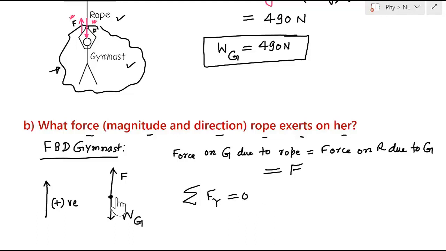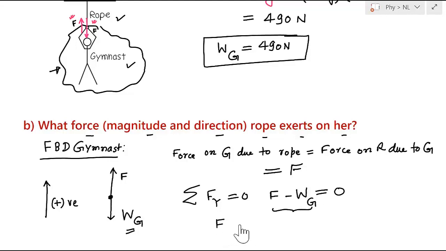So what are the forces acting in the vertical direction on the gymnast? So now I know the free body diagram. In the upward direction we have force F. In the downward direction we have Wz. So I have to put a negative sign because upward is positive, then downward is negative. So this is the total force on the gymnast, and this is in equilibrium. That's why the sum of all these forces is equal to 0.